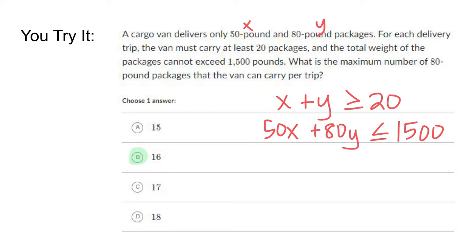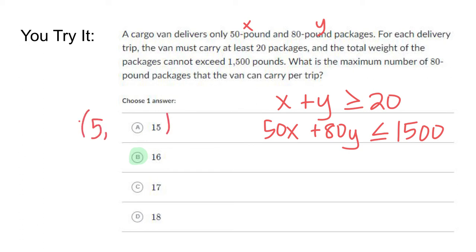And from this, I used these as points, but I had to know the X value to go along with these as Y values, because these were my 80-pound packages. So if I knew I had to get at least 20, and there were 15 80-pound packages, I would have had to have 5 of the others.